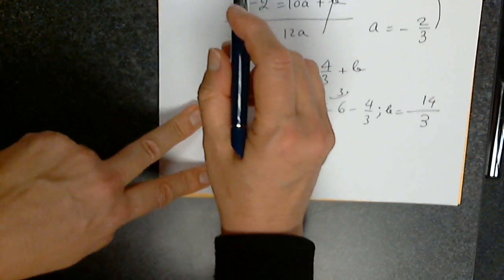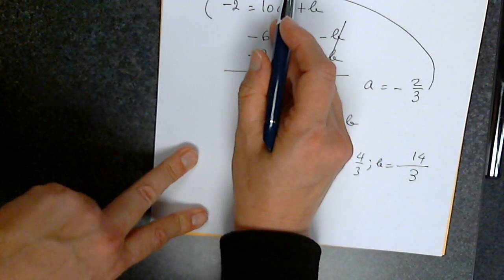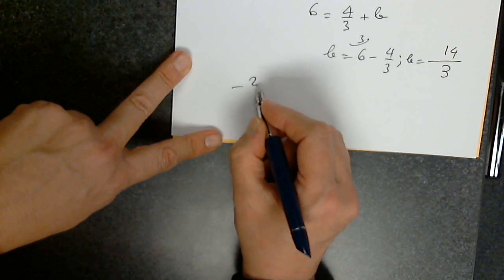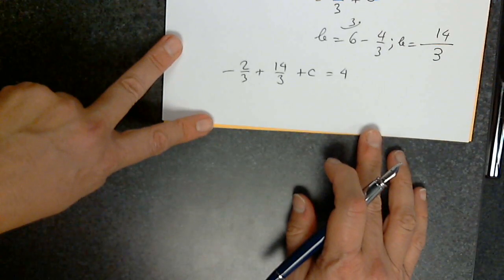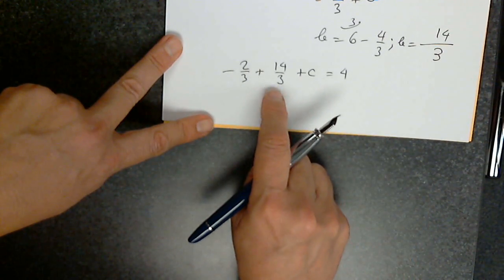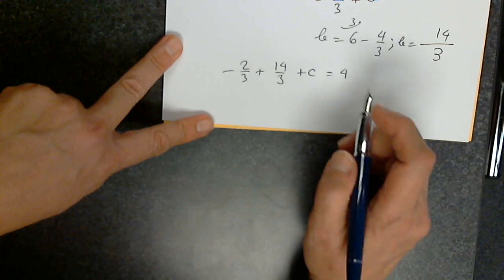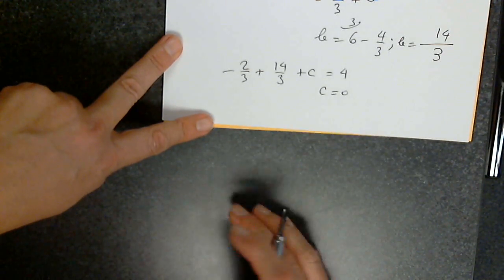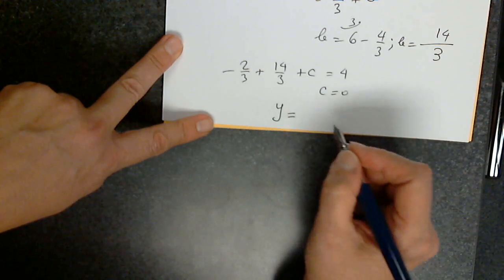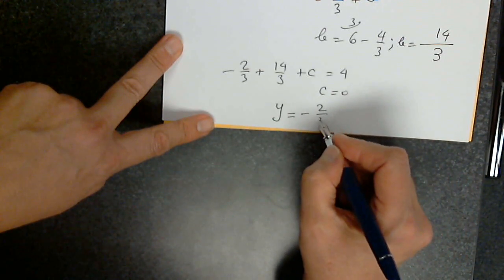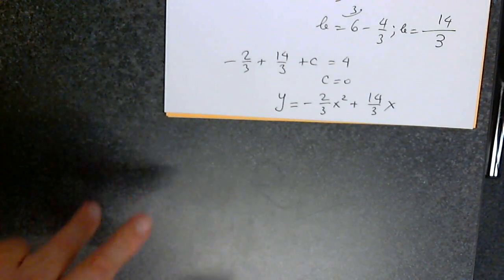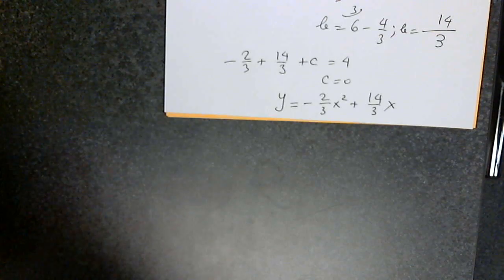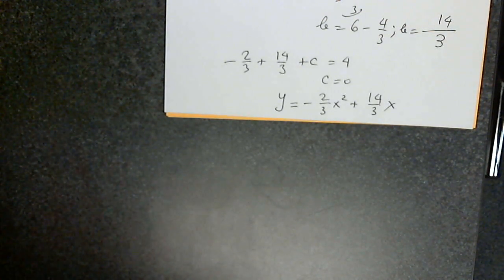Now I put them in the first equation to find c. So I have a, -2/3, plus b, 14/3, plus c equals 4. But 12/3 is 4, and the 4s go away, so c equals 0. So the parabola that fulfills all the given conditions is y equals -2/3 x squared plus 14/3 x. Any questions?